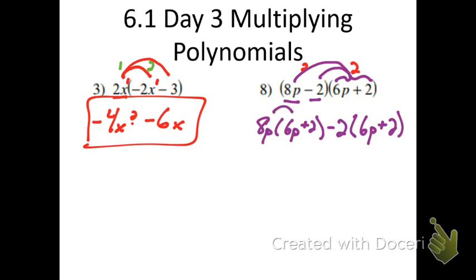Now this is going to be 48p squared. P times p is p squared. 8p times 2 is 16p. And then I have negative 12p. And then I have negative 4.